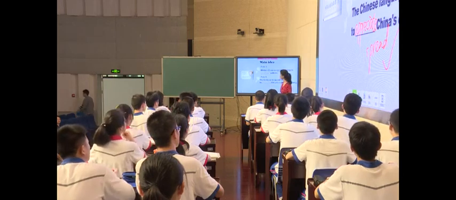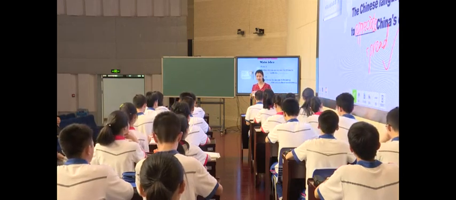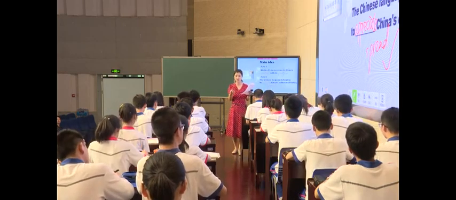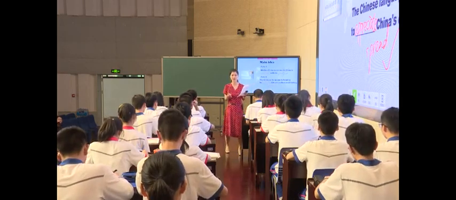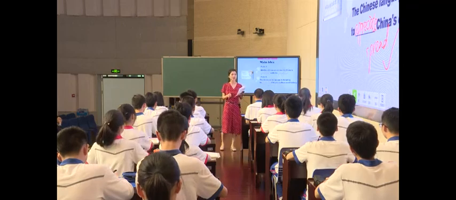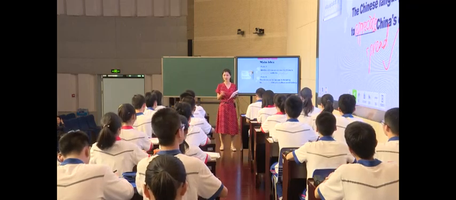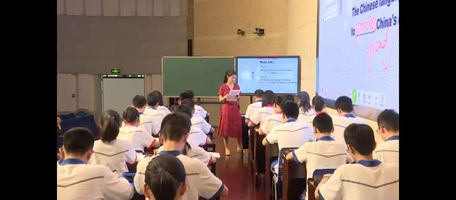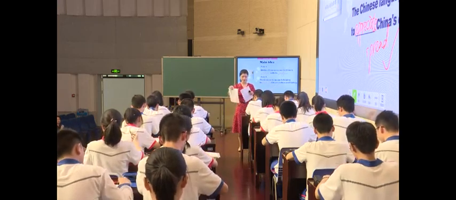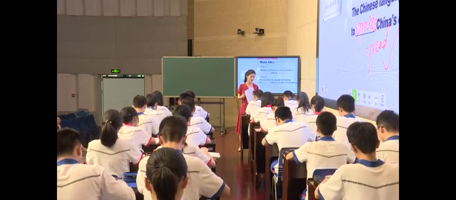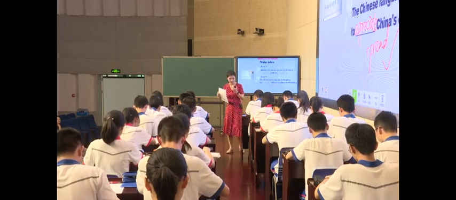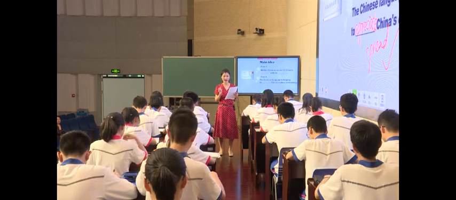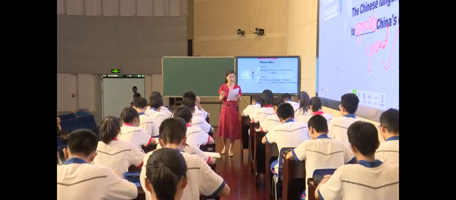Okay, now since we have done the main idea of each paragraph, and as you predicted, this text talks about the development, the history of written Chinese, right? So now let's move on to read paragraphs 2 to 4 in 2 minutes, and dig more into the development of written Chinese. Now could you read paragraphs 2 to 4 and tell me how many different periods of time are mentioned?